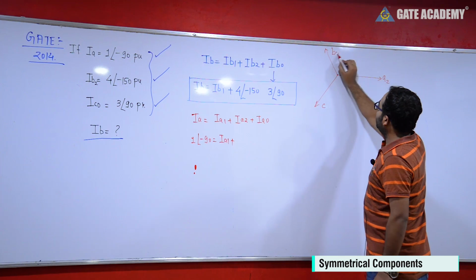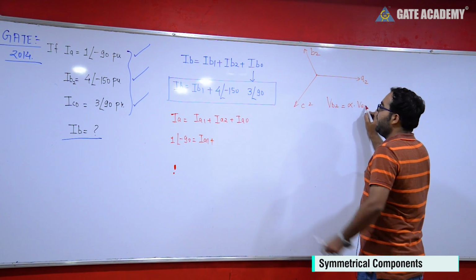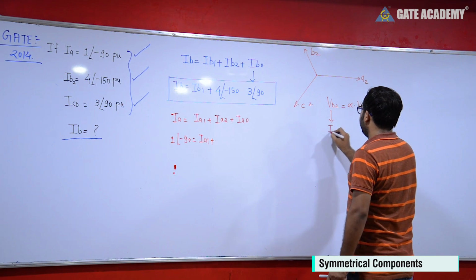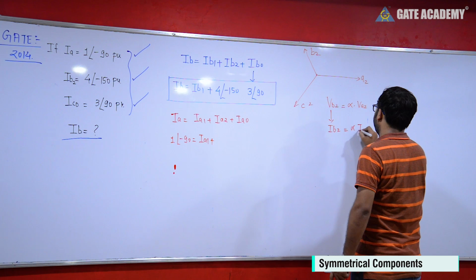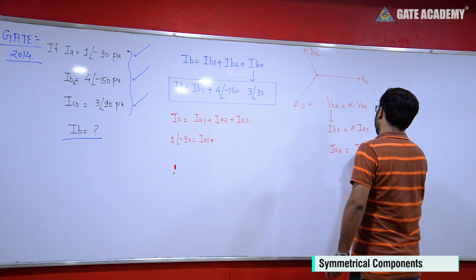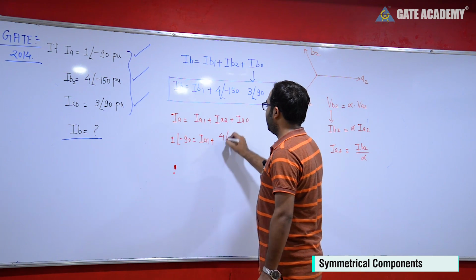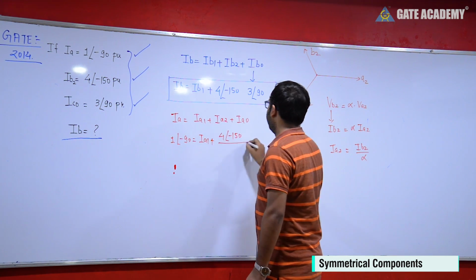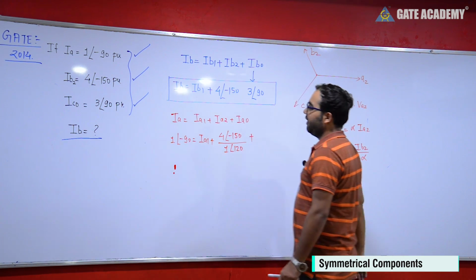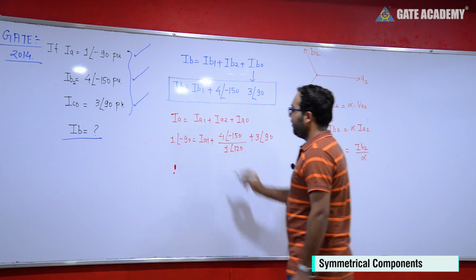This is 2, 2, 2. So we can say VB2 is equal to alpha times VA2, and what we want here is to write IA2, so similarly IB2 will be equal to alpha times IA2. So the value of IA2 will be equal to IB2 by alpha. Quite simple. The value of IB2 is equal to 4 at an angle minus 150. Here it will be equal to 1 at an angle 120 plus IA0. The value of IA0 will be equal to 3 at an angle 90. We can find this value.